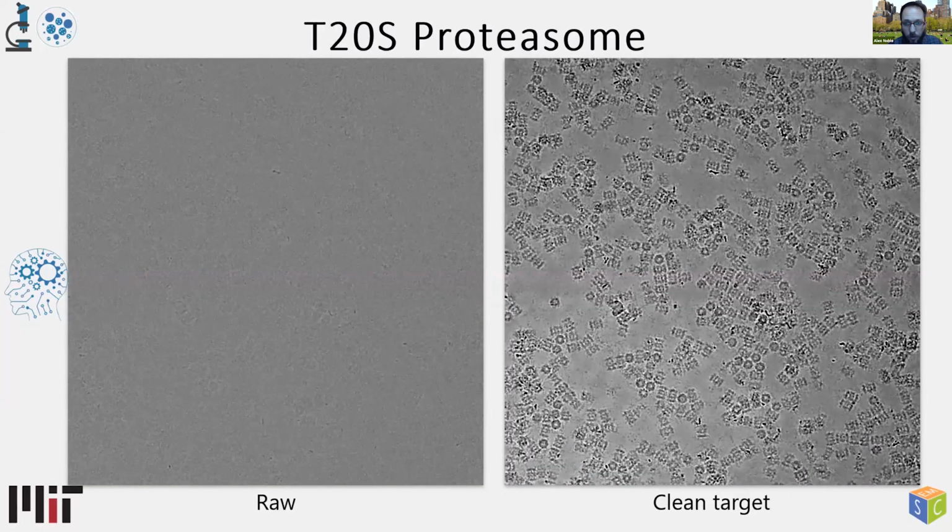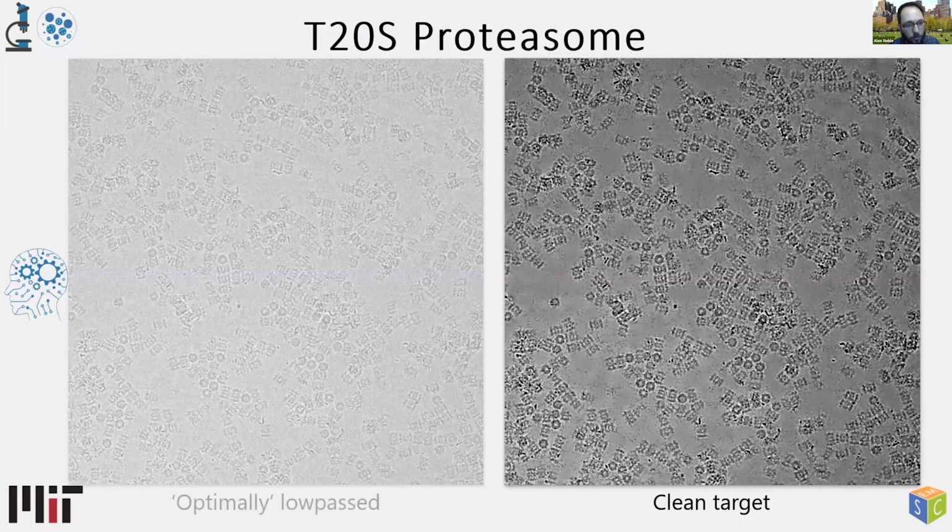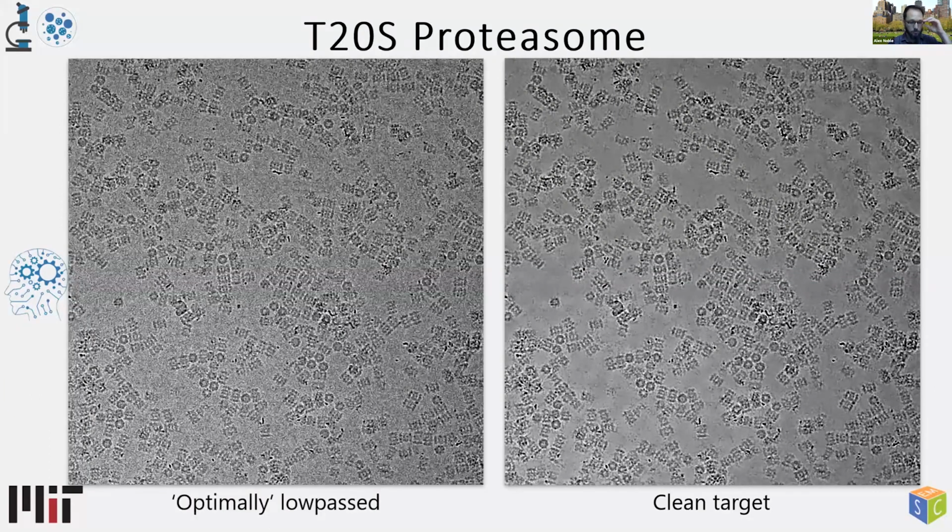Here's proteasome, same micrographs I showed before, and here's the denoised image on the right. And if we go ahead and try to optimally low pass that proteasome micrograph, we get the image on the left, and you can then make a visual comparison with the image on the right, in SNR comparisons too. And you can see that the areas where there are no particles are quite flat in the clean target. So we effectively removed a sheet of noise off these micrographs.